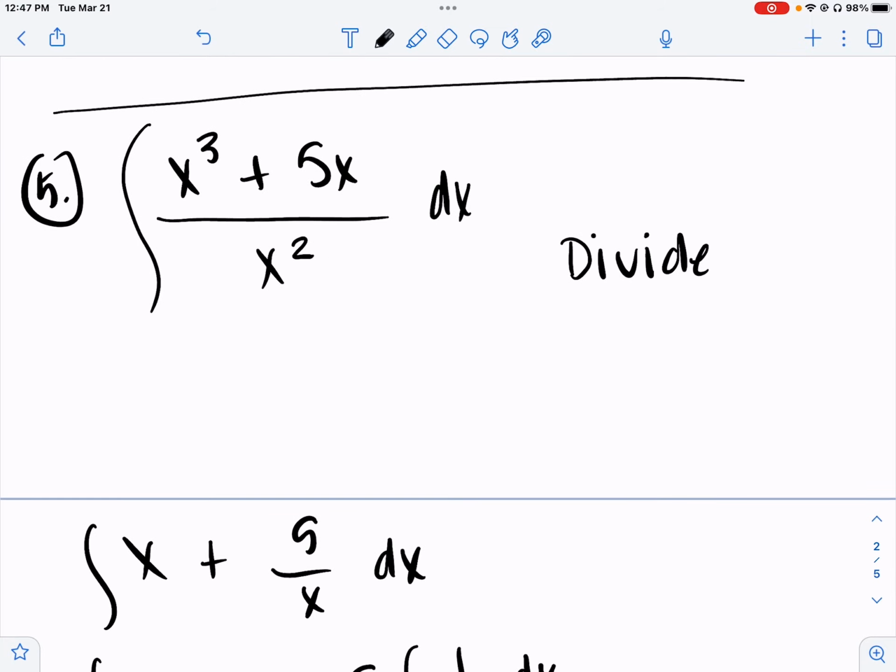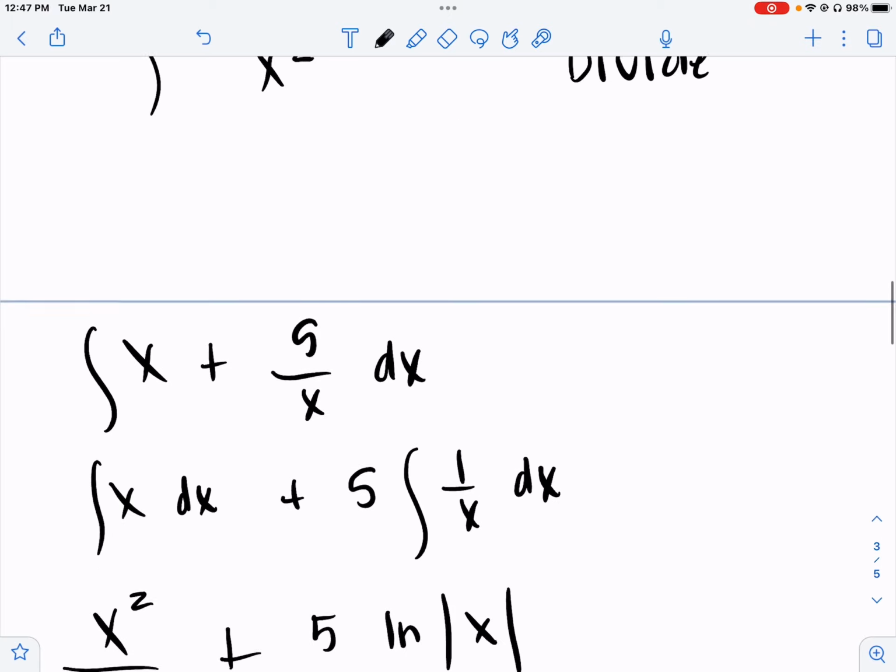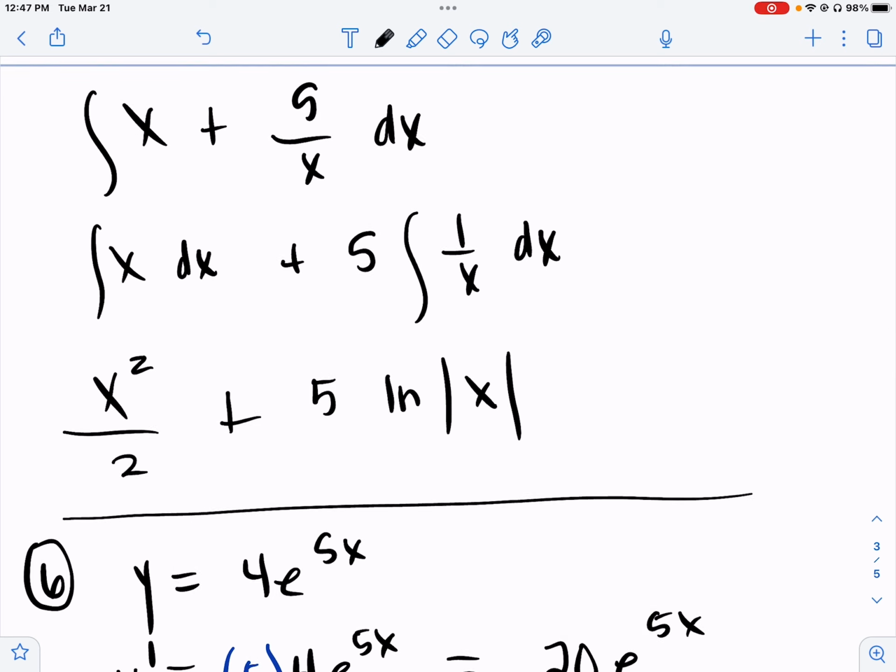Number 5, since we have 2 things on top and 1 thing on bottom, division will make this easier. X cubed divided by x squared is x. 5x over x squared is 5 over x. Okay, now that is still in the integral symbol because we've just done algebra. Okay, now I took the 5 outside, so it would be 1 over x inside. The integral of x is x squared over 2 plus 5. The integral of 1 over x is ln of x. Okay, we need our plus c.